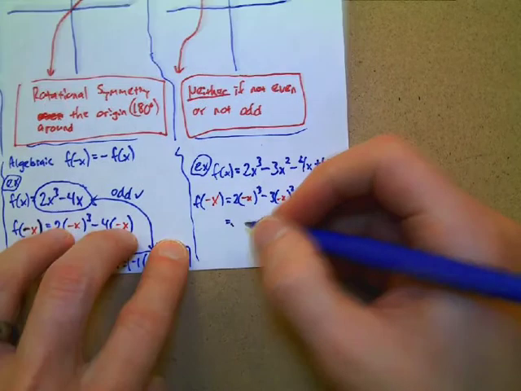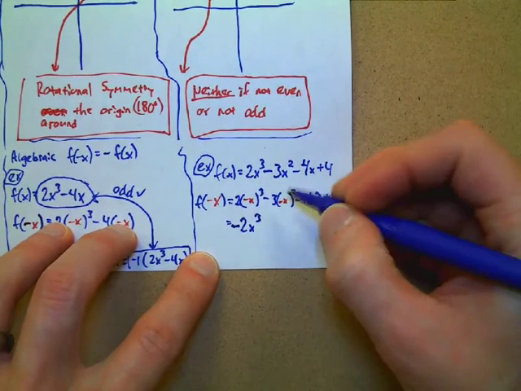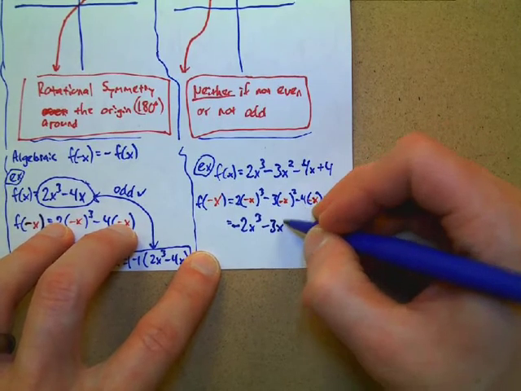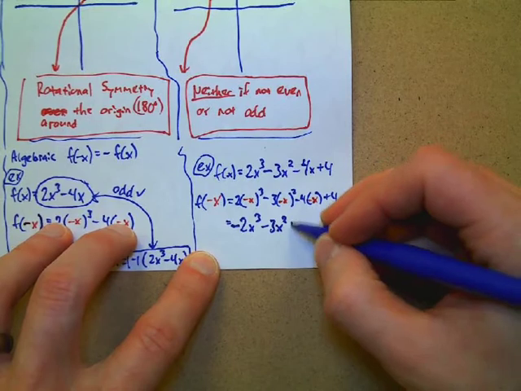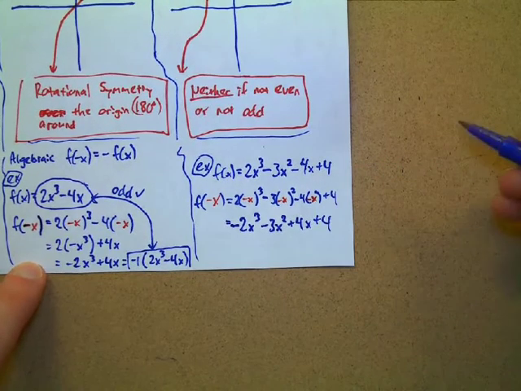So that negative x cubed is going to become just a negative 2x to the third. The negative x squared will just become a positive x squared, so it says minus 3x squared. The negative 4 times negative x becomes positive 4x, and the plus 4, well, that's just kind of tagging along at the end there. Okay?